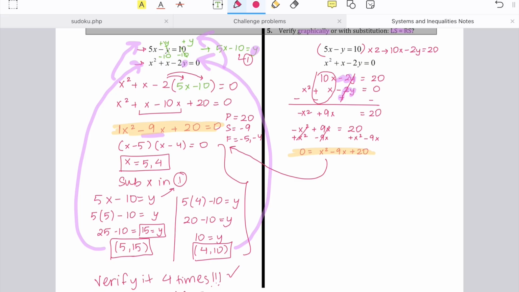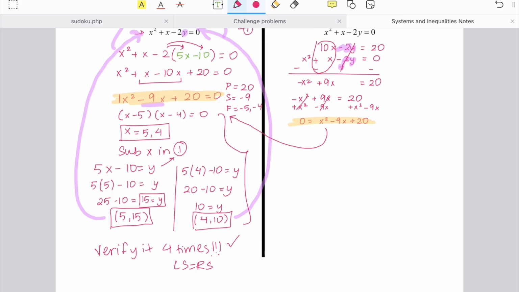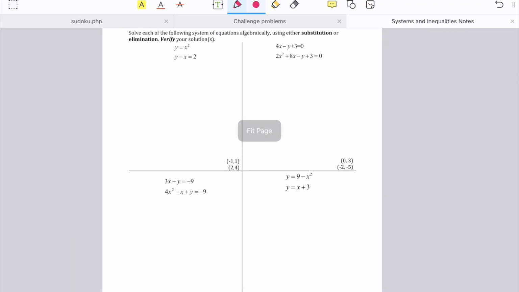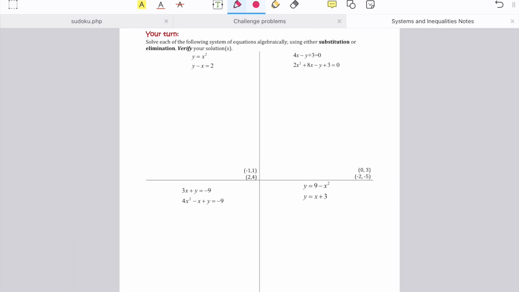Always eliminate y, always isolate y, okay? Or whatever doesn't have a square on it. So, let's do this. And I'll post the homework questions on Google Classroom as well. I want you guys to do the first two questions with elimination and substitution each. Like pick one for either one? Or? Yes.